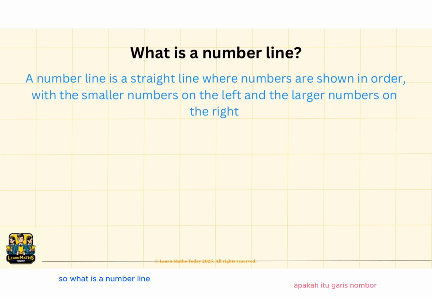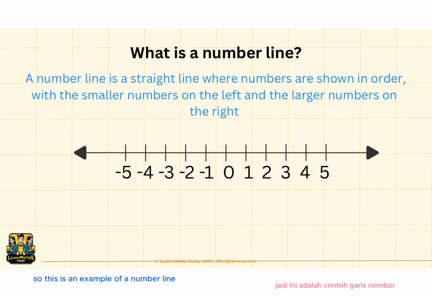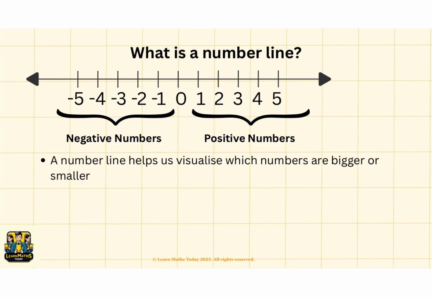So, what is a number line? A number line is basically a straight line where numbers are shown in order, with the smaller numbers on the left and bigger numbers on the right. So, this is an example of a number line. What a number line does is it helps us visualize which numbers are bigger or smaller.